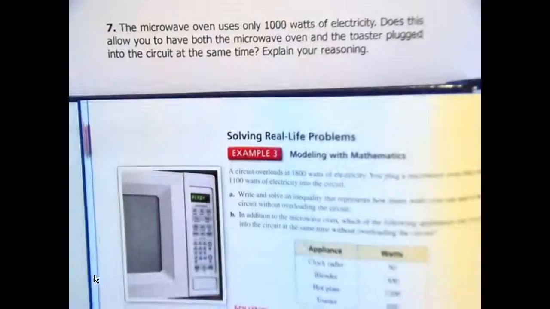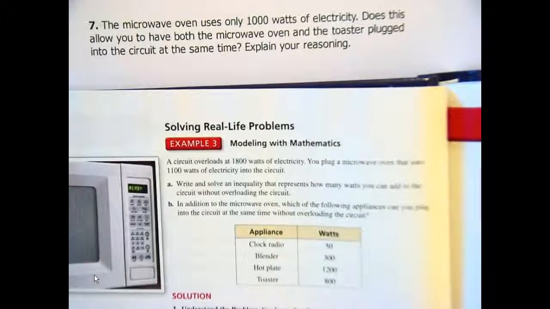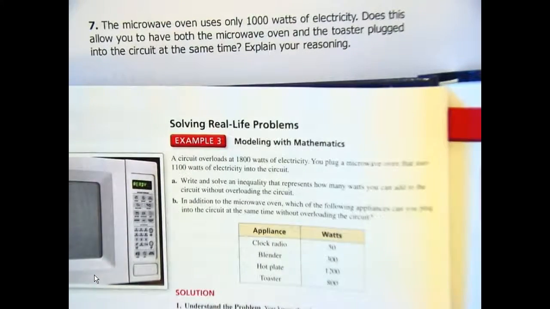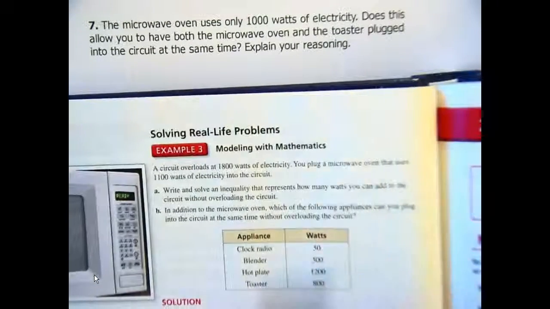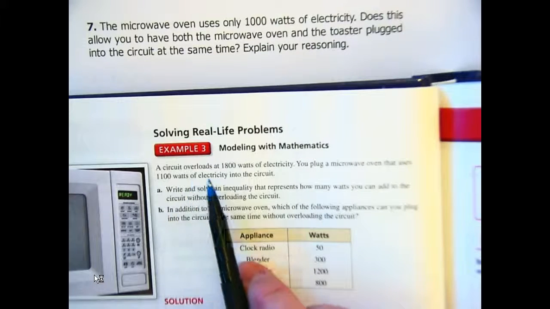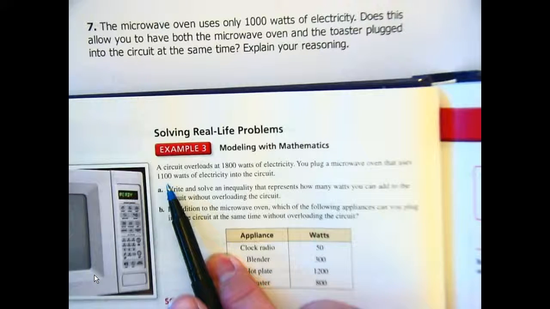For those of you who need some background knowledge, our textbook actually talks about this. A circuit overloads at 1800 watts of electricity. You plug a microwave oven that uses 1100 watts of electricity into the circuit.